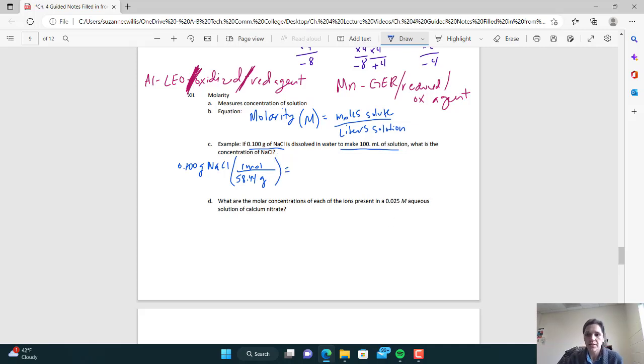And let's see what that ends up being. That gives us 0.00171 moles of NaCl. So that's going to be our top number here in our ratio and equation. And then we'll need to take 100 milliliters and divide by 1,000 to get to liters. So 100 mL, remember, 1,000 milliliters in 1 liter. So that's going to be 0.100 liters.